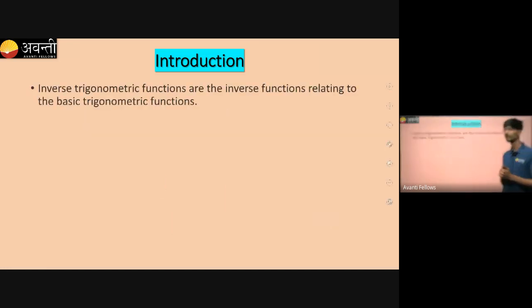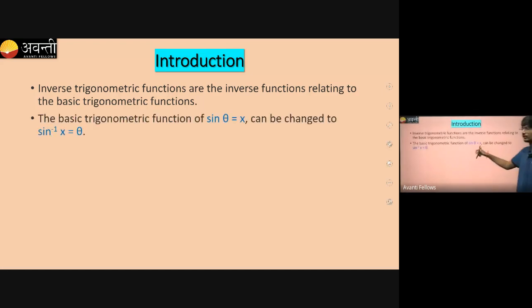inverse trigonometric functions are the inverse of basic trigonometric functions. What does that mean? If the basic trigonometric function is sine theta equals x, as you all know, it can be changed to sine inverse of x equals theta. Note that here the input is x and the output is theta. For normal trigonometric functions, the input is the angle and the output is the value.